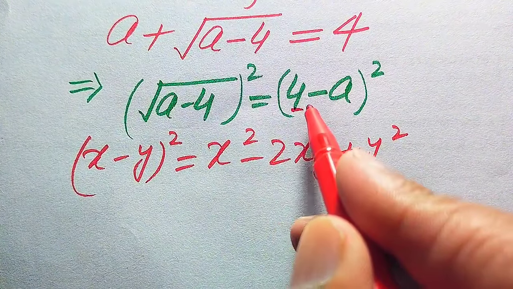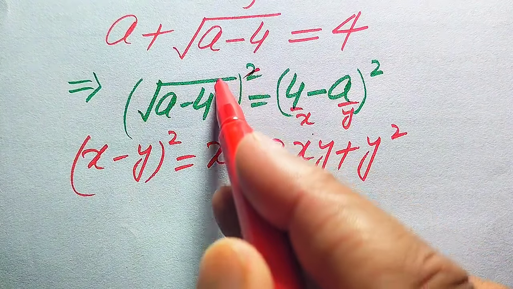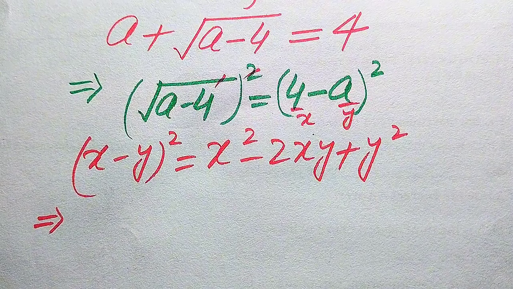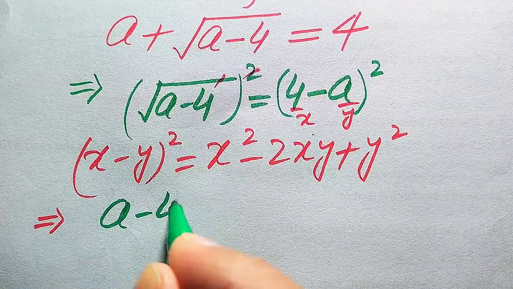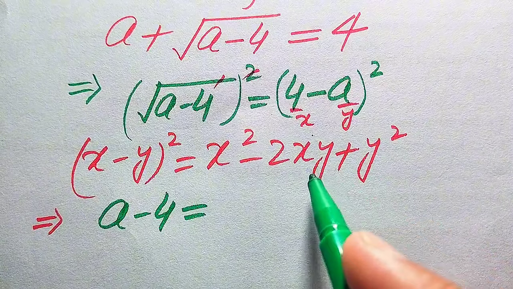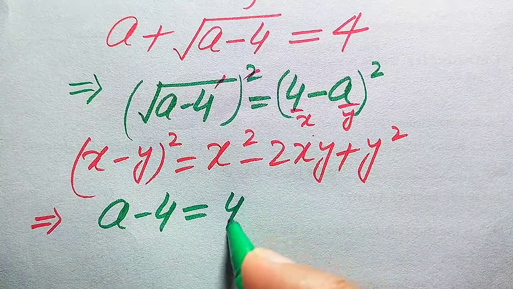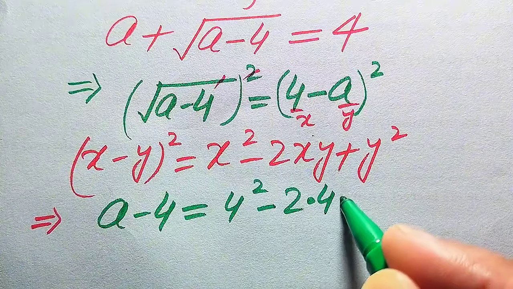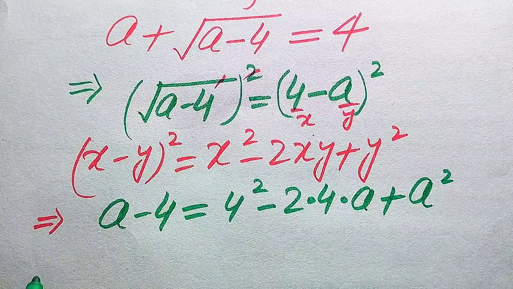So you see here, this is our x and this is our y. On the left hand side, the square and the square root are gone, and after cancellation we obtain a minus 4 equals to, on the right hand side, we use this nice algebraic formula. According to this formula we write this term as x square, here our x is 4, so 4 square, minus 2 times xy, here x is 4 and y is a, plus y square, so a square.